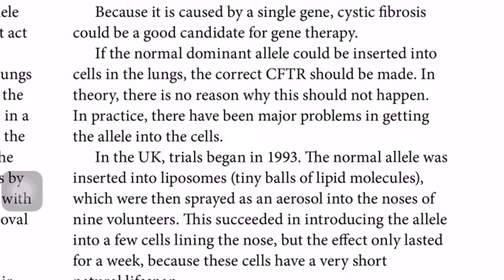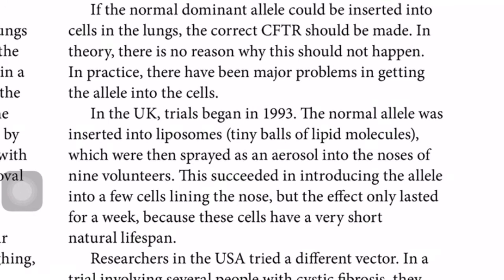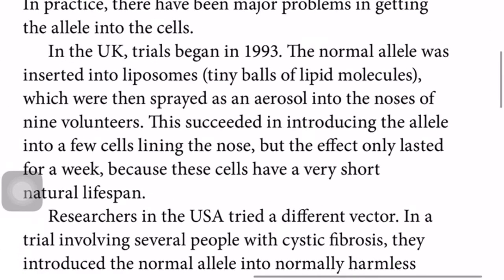If the normal dominant allele could be inserted into cells in the lungs, the correct CFTR should be made. In theory, there is no reason why this should not happen. In practice, there have been major problems in getting the allele into the cells. In the UK, trials began in 1993. The normal allele was inserted into liposomes, which were then sprayed as an aerosol into the noses of 9 volunteers. This succeeded in introducing the alleles into a few cells lining the nose, but the effect only lasted for a week because these cells have a very short lifespan.